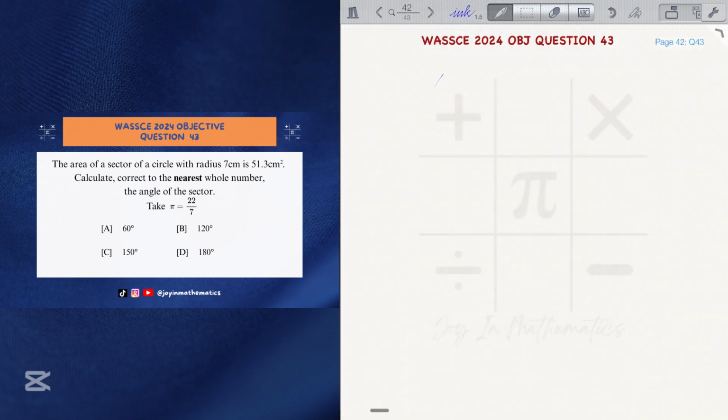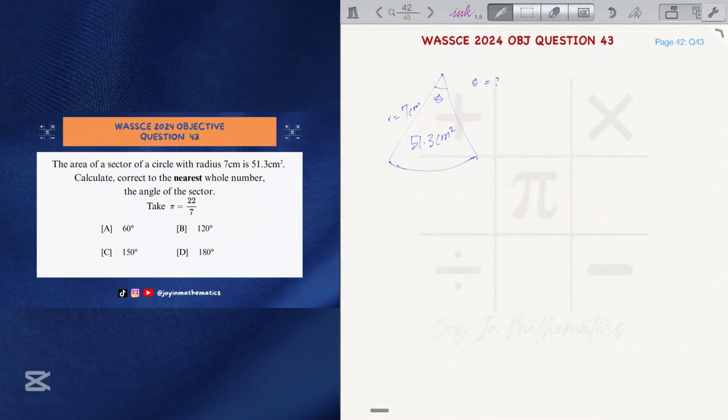So we have a sector in a circle with angle theta. The radius of the sector is 7 centimeters and the area of the sector is 51.3 centimeters squared. We are asked to find the angle of the sector, theta. So how do we proceed on this?